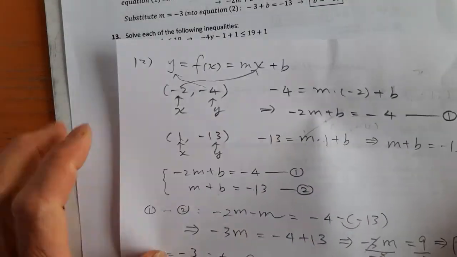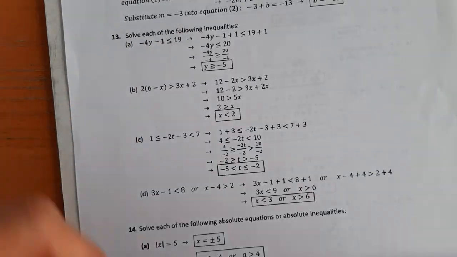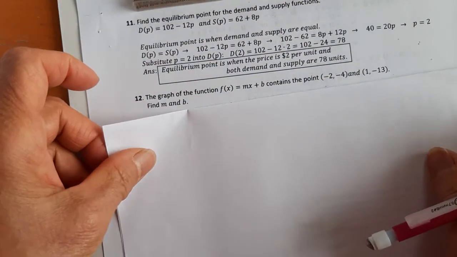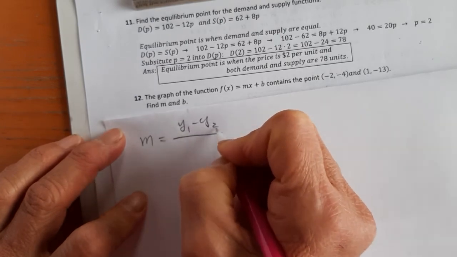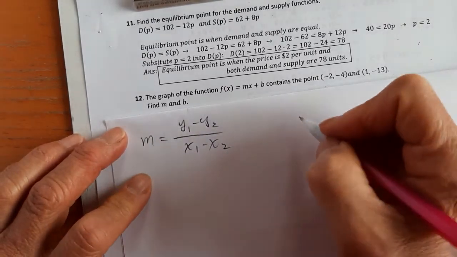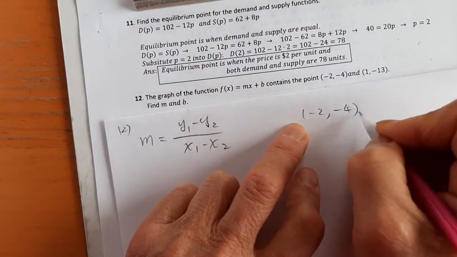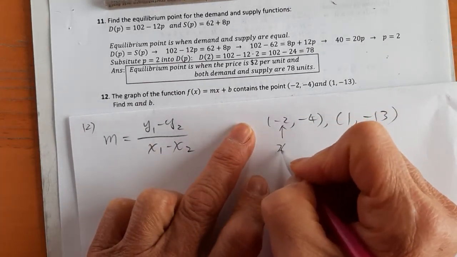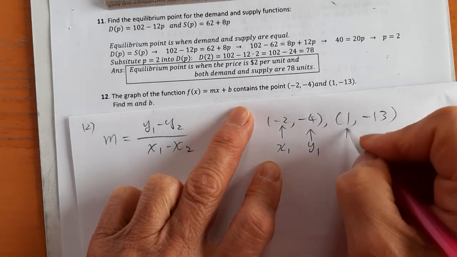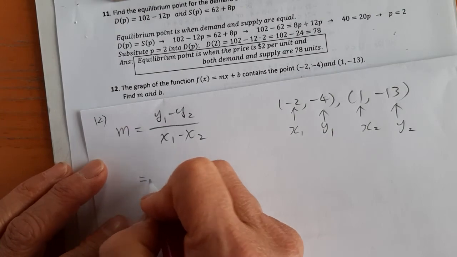There's another way to do it. You can do it by the slope formula. If given two points, the slope formula is y change over x change. Given the two points (-2, -4) and (1, -13), you can assume the first is x1, y1, and the second is the second point's coordinates. So plug into this formula.